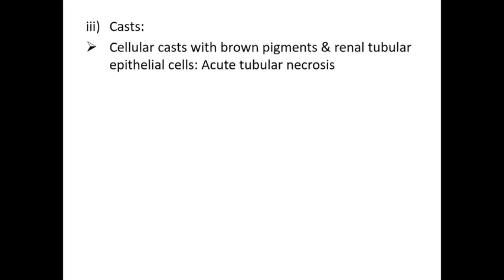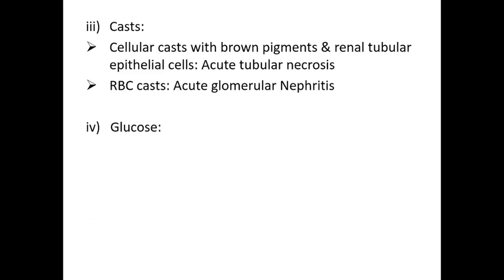Next thing we look for is the casts. So cellular casts with brown pigments and the tubular epithelial cells are suggestive of a condition known as acute tubular necrosis. If you have RBC casts, it is suggestive of glomerulonephritis. Next, we check for glucose.